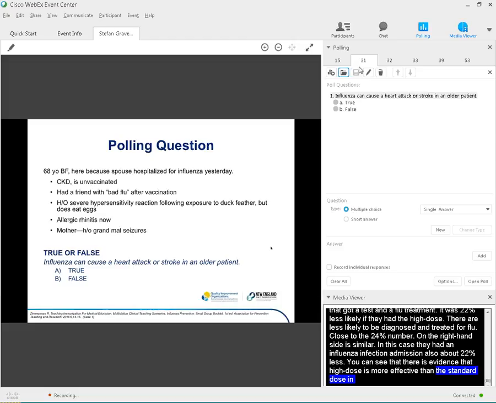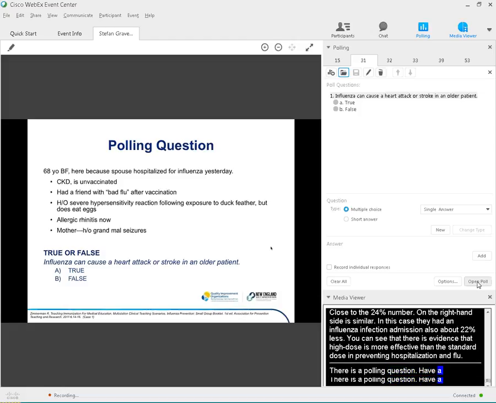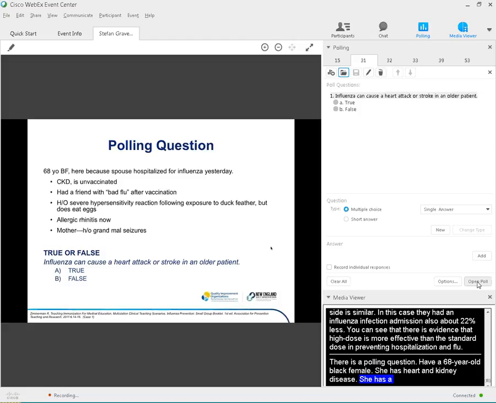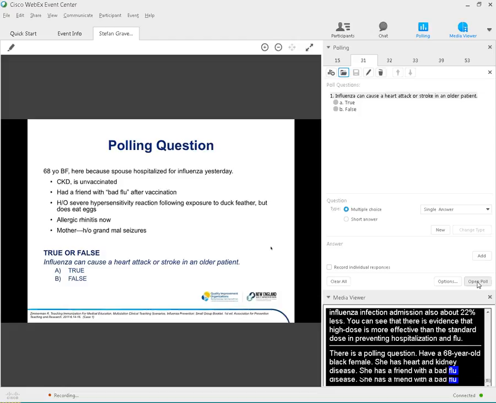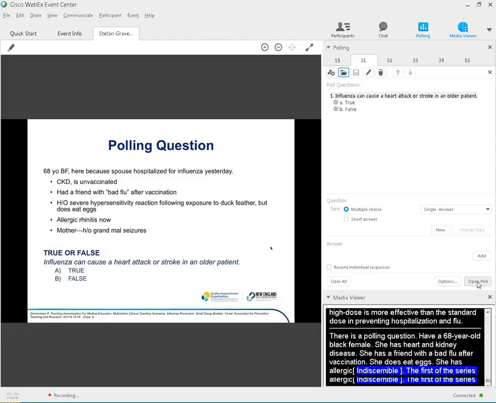You have a 68-year-old black female who's here because the spouse was hospitalized for flu yesterday. She has kidney disease. She had a friend with bad flu after vaccination. History of severe hypersensitivity reaction following exposure to duck feathers, but she does eat eggs. She now has allergic rhinitis. The mother had grand mal seizures. So the first of this series of questions is, flu can cause a heart attack or stroke in an older patient. True or false?